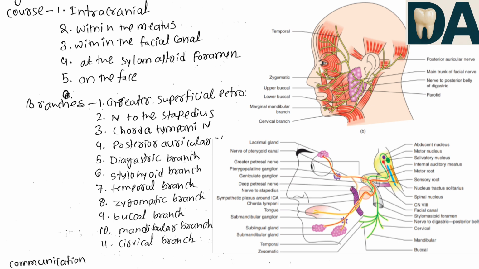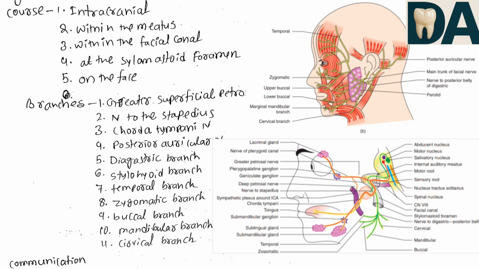Eighth, zygomatic branch. Those traverse the zygomatic bone towards the orbit to supply the orbicularis oculi. Those branches communicate with the lacrimal nerve and the zygomaticofacial branch of the maxillary nerve.